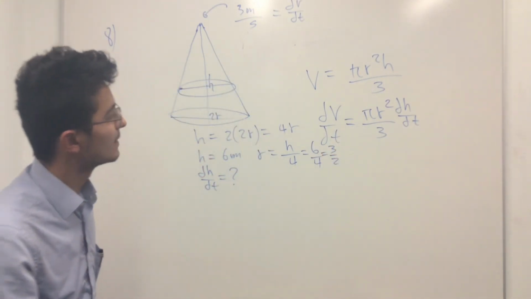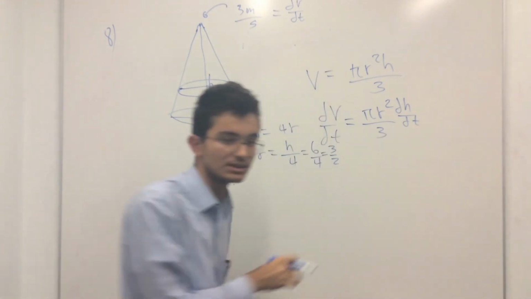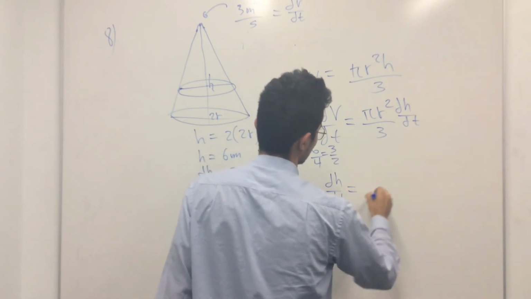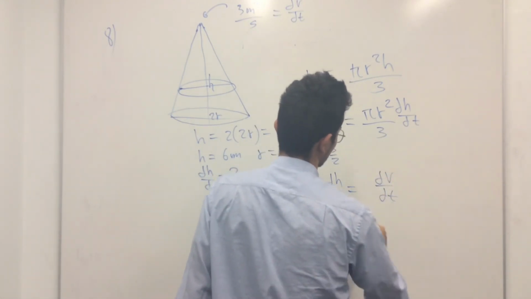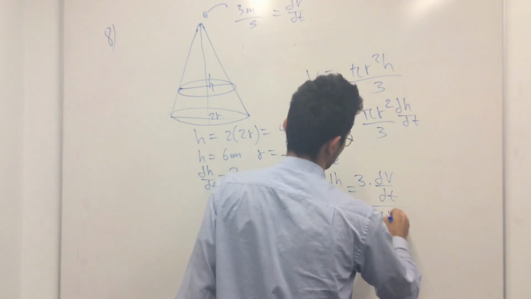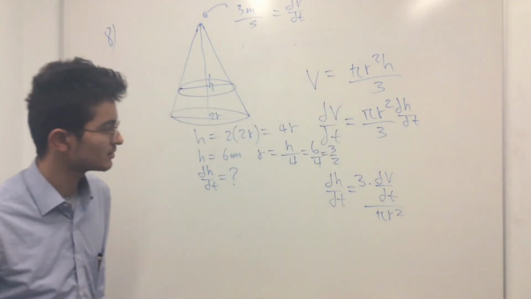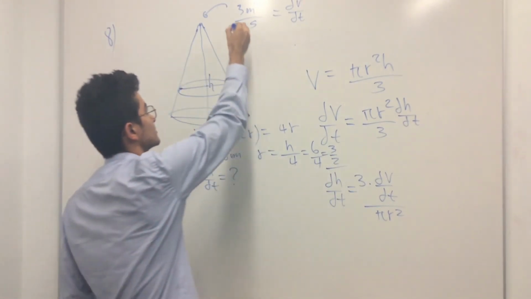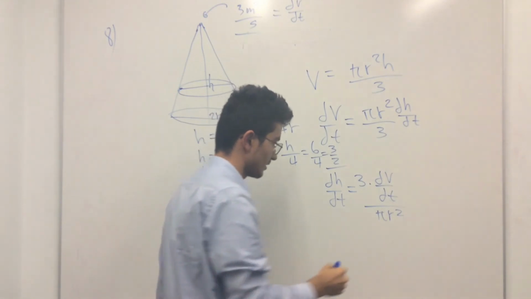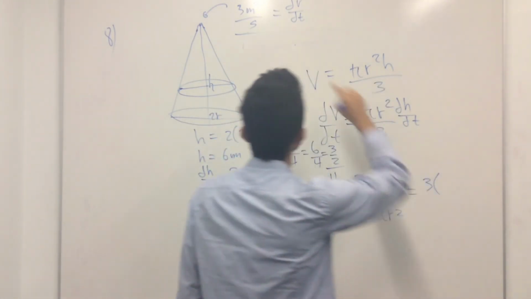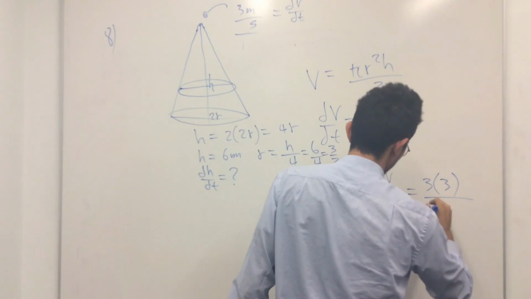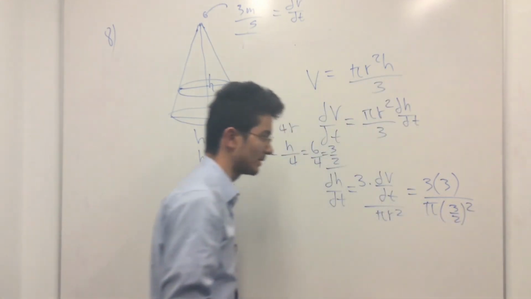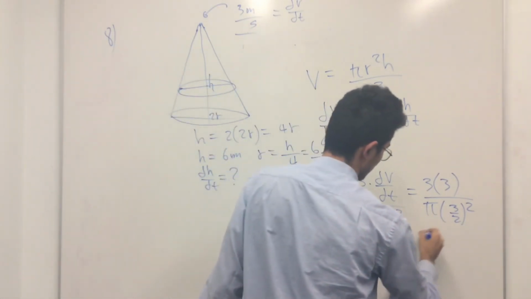3/2 meters. So we just solve for dh over dt to find the rate of change of the height. So dh over dt equals dV over dt multiplied by 3 and divided by pi r squared. Now we just substitute our values. We know our radius. We know the rate of change of the volume is 3 meters cubed per second. And so we have 3 times 3 divided by pi times the radius squared, which is just 3/2 squared. All right, so we have 9 on the top.